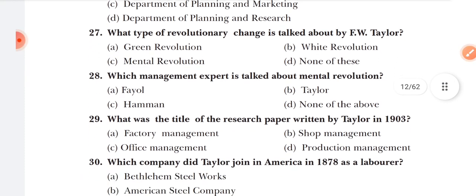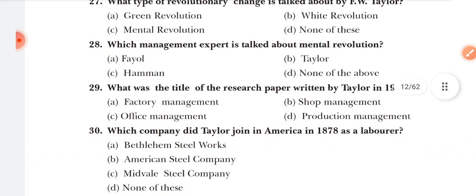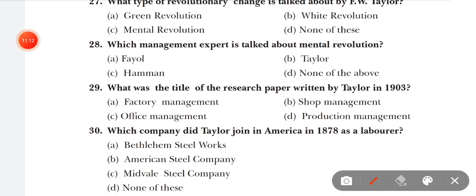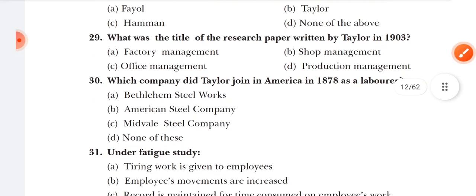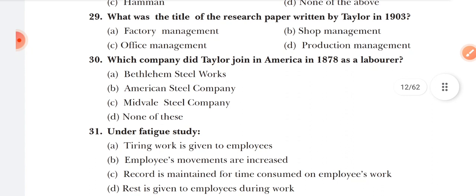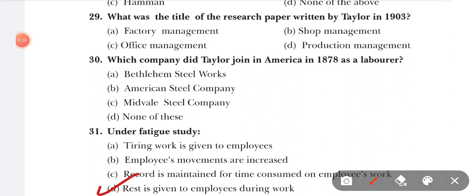Now question 30. Which company did Taylor join in America in 1878 as a laborer? And the correct answer of this question is option C, Midvale Steel Company. Now question 31. Under fatigue study, and the correct answer of this question is option D, rest is given to employees during work.